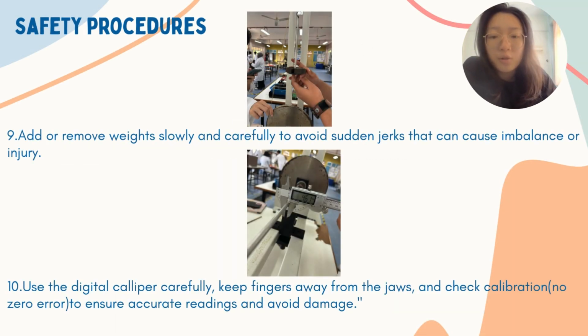Add or remove the weight slowly and carefully to avoid sudden jerks that can cause imbalance or injury. And the last one is to use the digital caliper carefully, keep fingers away from the jaws, and check the calibration to ensure no zero error, to ensure accurate readings and avoid damage.